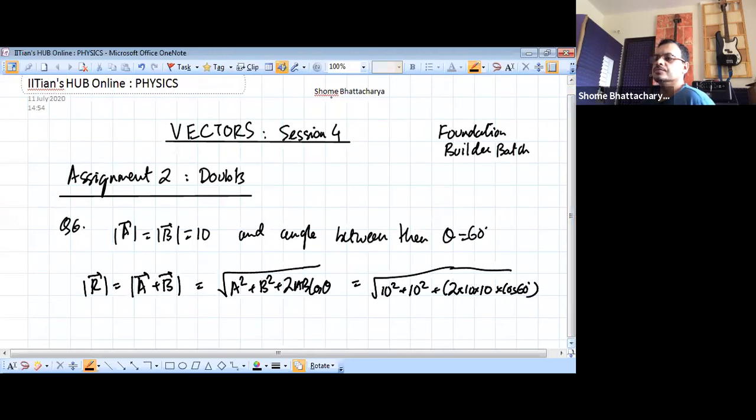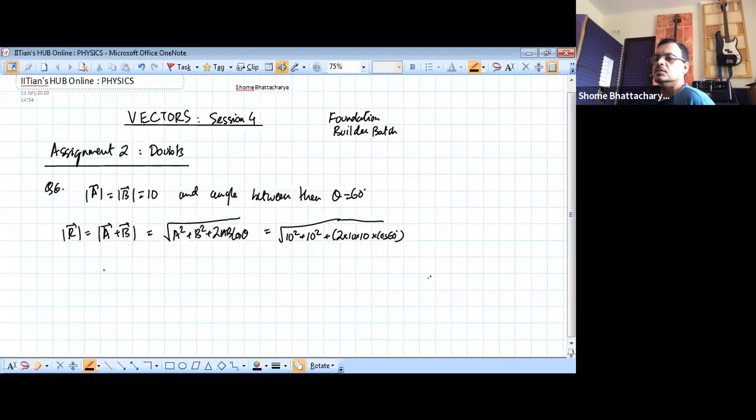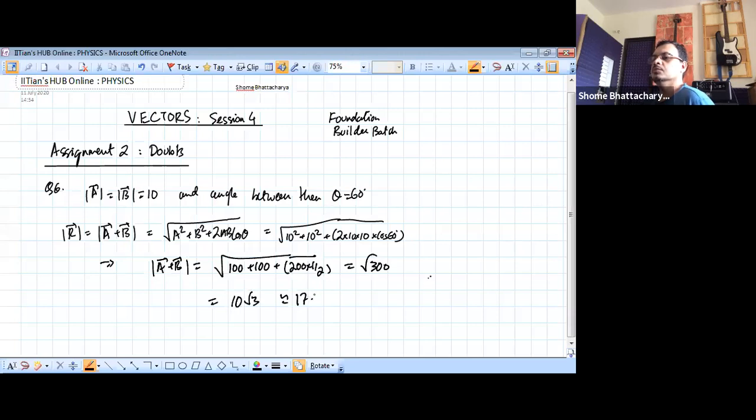So next step, you just further reduce this to 100 plus 100 plus 200 into half. That's square root of 300, or you can write that as 10 root 3, or approximately 17.32. So this becomes the magnitude of the resultant. This is all you have to do in question number 6, nothing more complicated. Next, we'll come to question number 9. A number of students have asked for discussion on that.